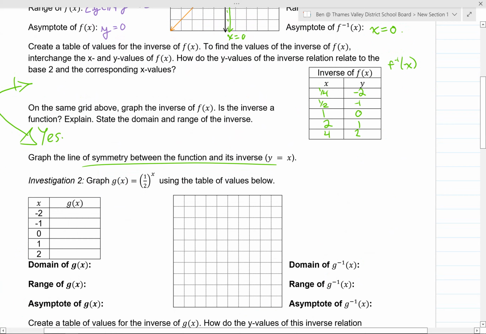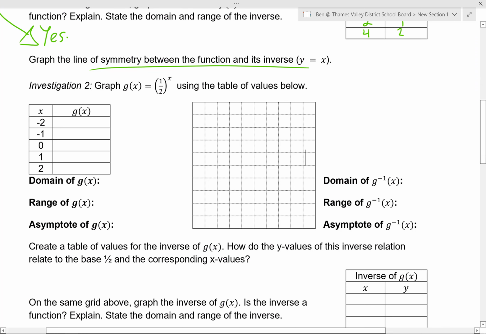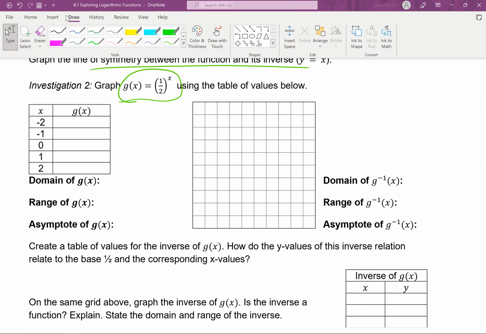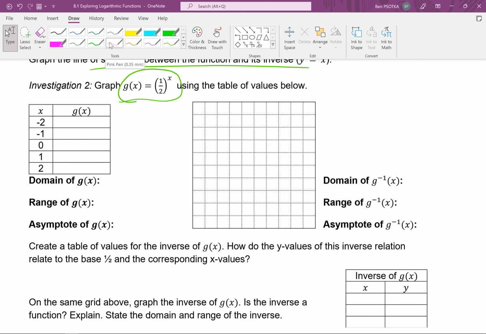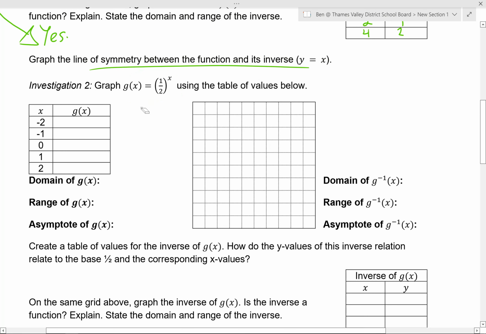All right, now let's move forward. What if our base is not greater than 1? Okay, so here we're working with g(x). And we'll use the same colors. g(x) = (1/2)^x. Well, nice and easy. If g(x) is (1/2) to the power of x, then g(-2) is 1 over 2 to the exponent negative 2. Well, that's like 2 to the exponent positive 2. Well, that equals 4. So there's our first point, 4.